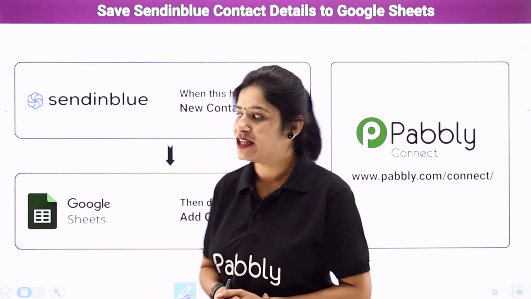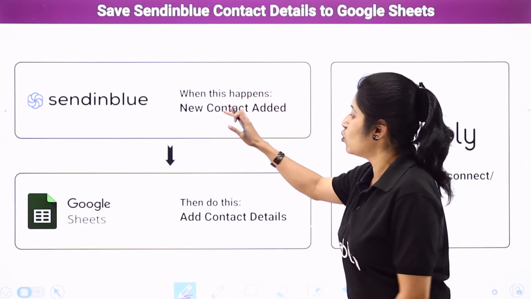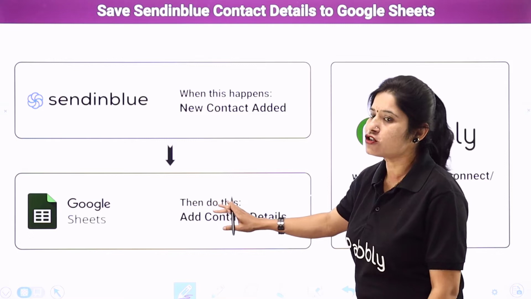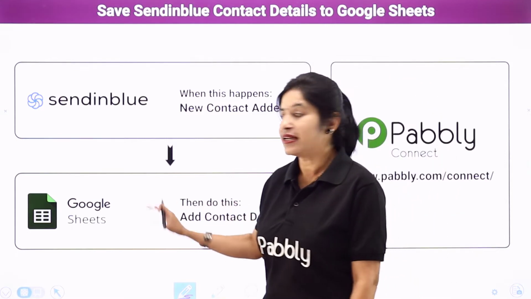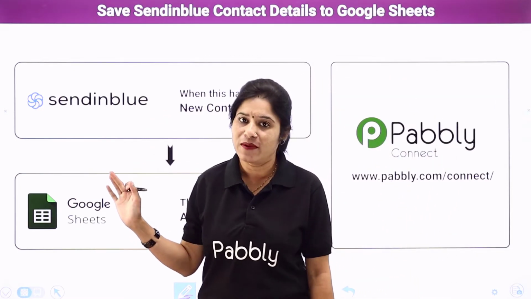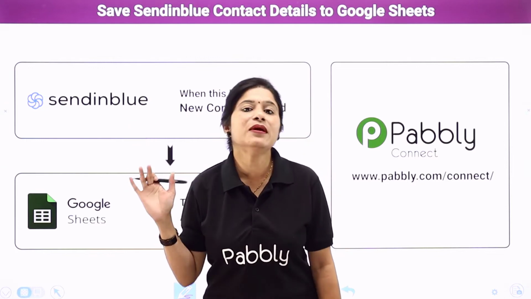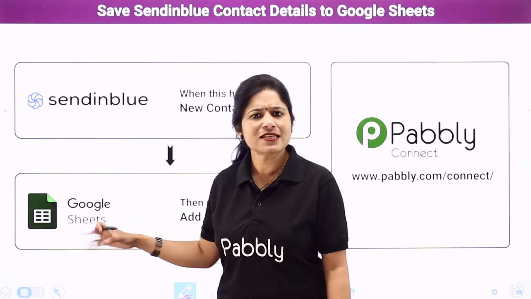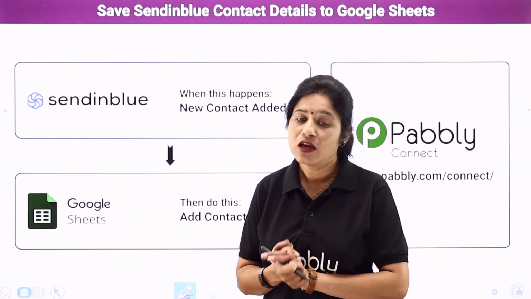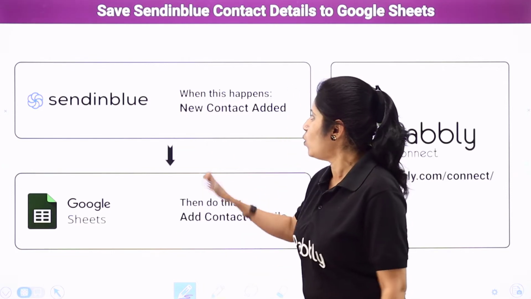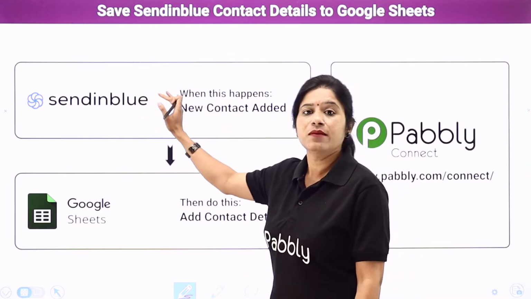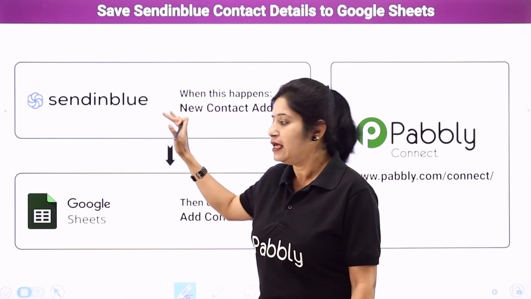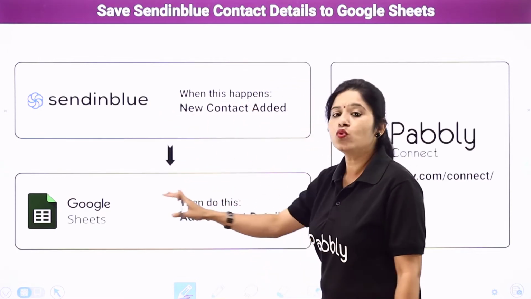In this video we are going to learn how you can save Sendinblue contact details to your Google Sheets automatically. So first let us understand what these software applications are all about. Here Sendinblue is an email marketing platform and Google Sheets, as we all know, is a spreadsheet program. So the idea here is that whenever you add a new contact in your Sendinblue account, automatically the details should be added to your Google Sheets.